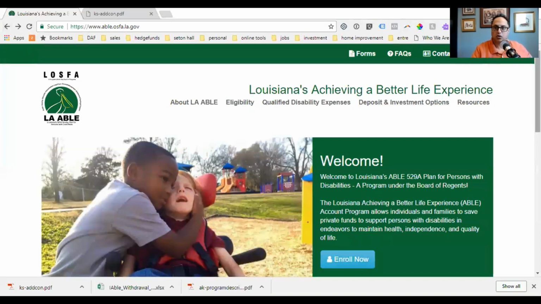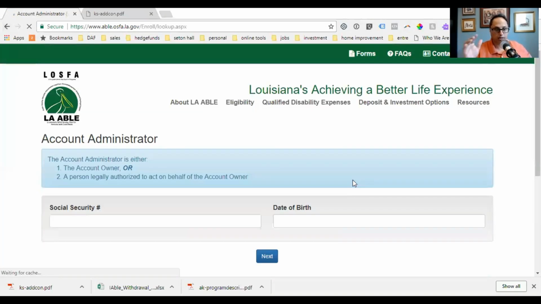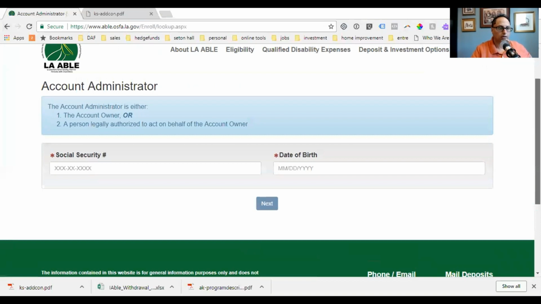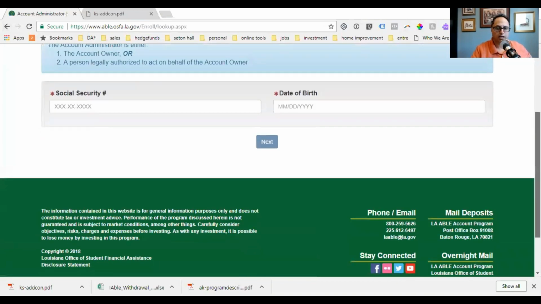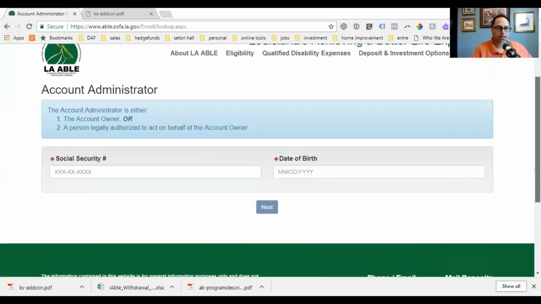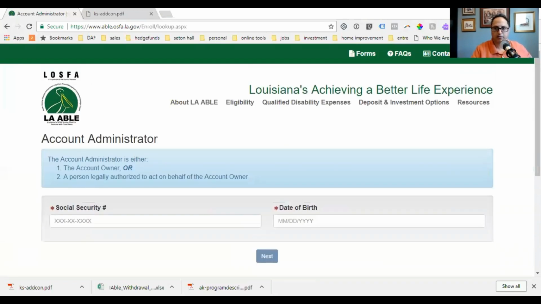All right, so we're going to try to enroll now, even though we're not going to enroll. Oh, you can do this online. What is going on here? Okay, the account administrator is either the account owner. I wanted to click through the first one just to give you an idea of what it looks like, but I don't think it's appropriate to even make up any numbers and go ahead. It's not appropriate, and I really think it's a problem when people try to do that.